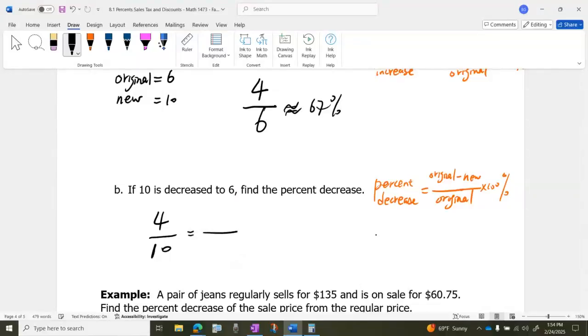And then, you know, this is the case where the denominator is a factor of 100. So multiply by 10, 10 multiplied by 10. So I have 100 on the bottom, I have 40 on the top. So 40%. So the percent decrease is 40%. Original 10, new 6. 10 minus 6 is 4. That's how much the amount has decreased, right? Decreased by 4. But as a percentage, we compare that 4 with the original. That is 40%.